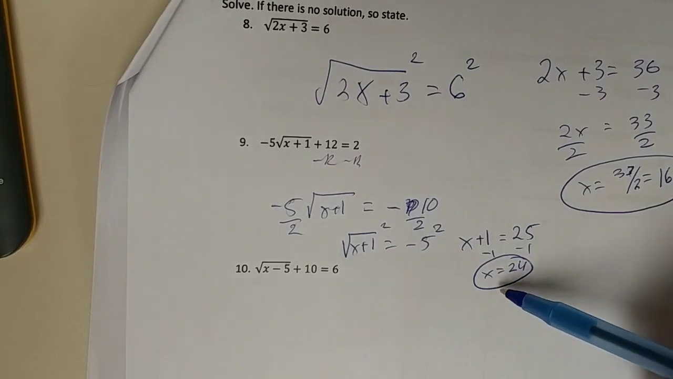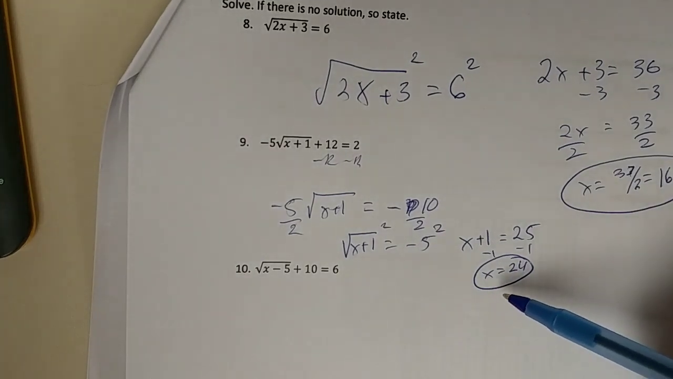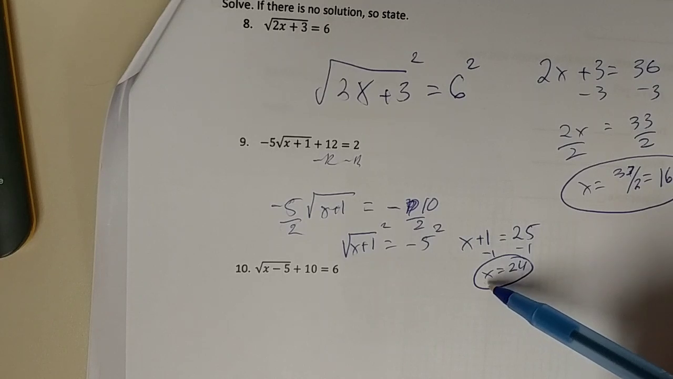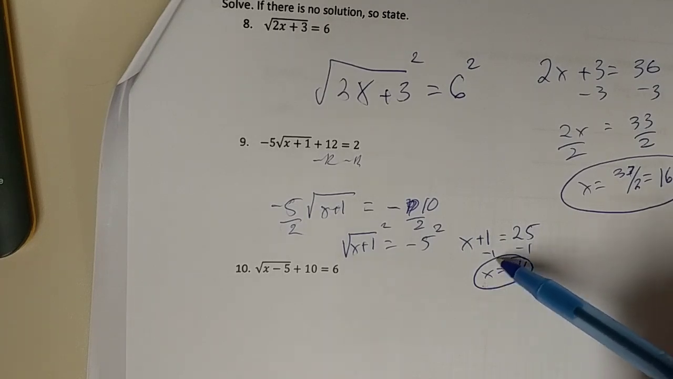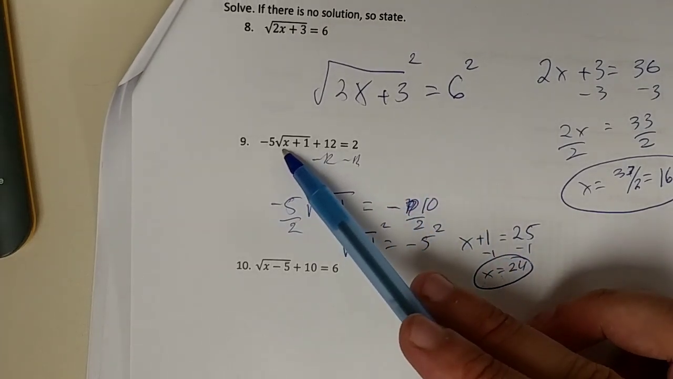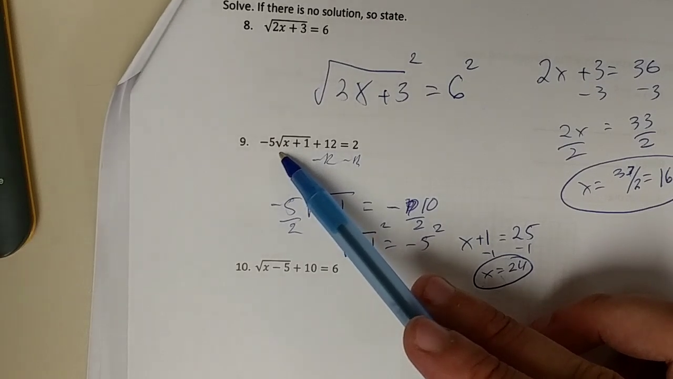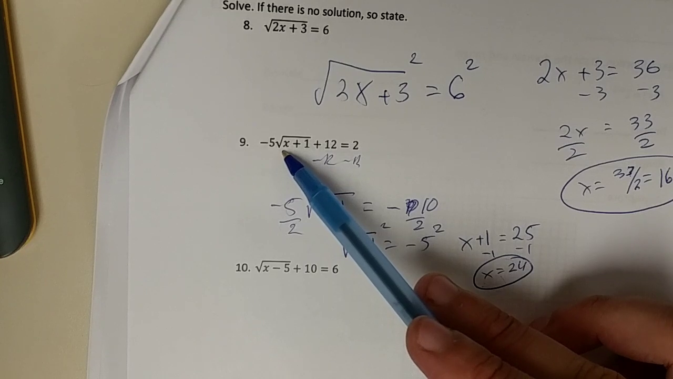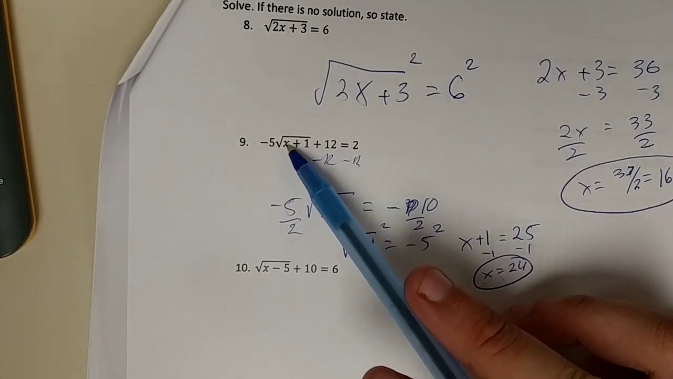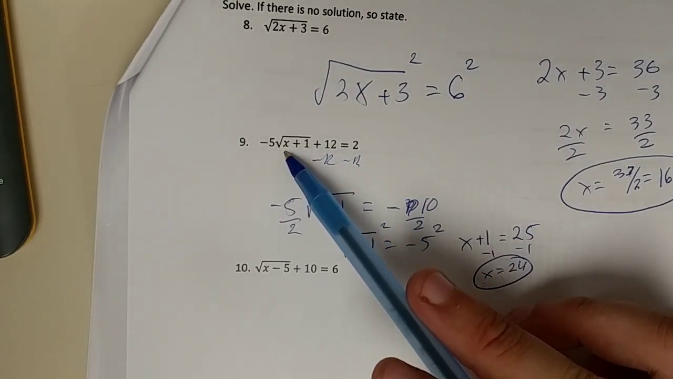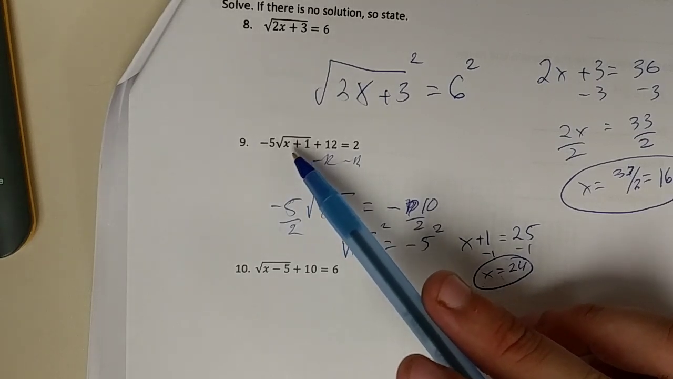Now, I just want to share with you a test-taking skill. You'll have a multiple choice option with a bunch of numbers. You could take 24 and plug it into the equation here and see if that works. And that can help you out sometimes. So, for example, I could plug in 24 here. 24 plus 1 is 25. The square root of 25 is 5.